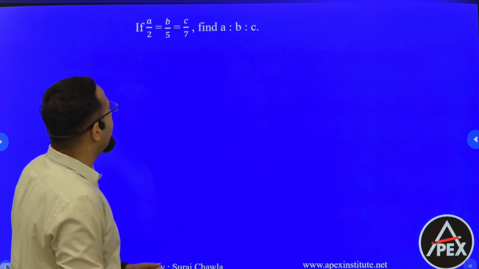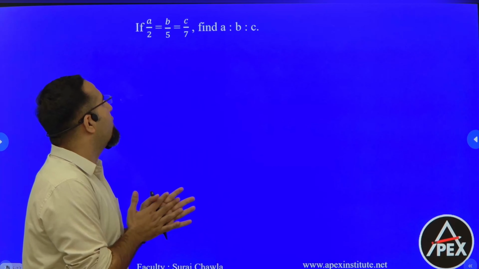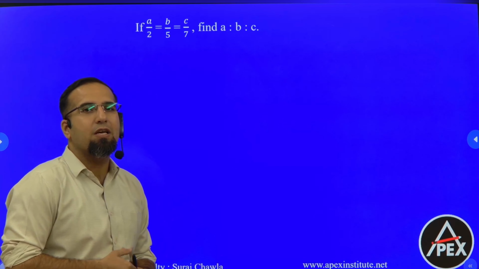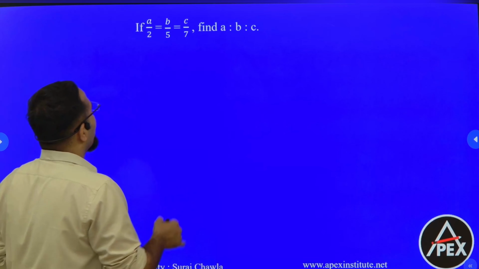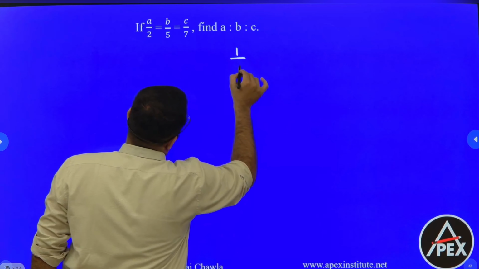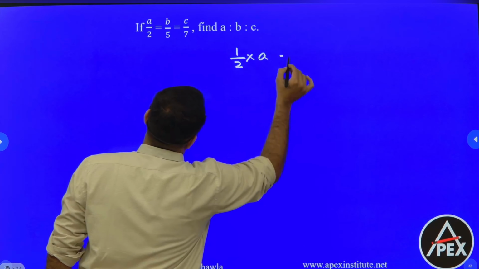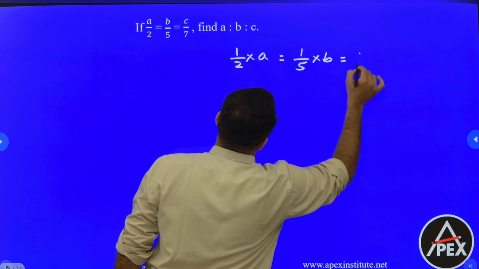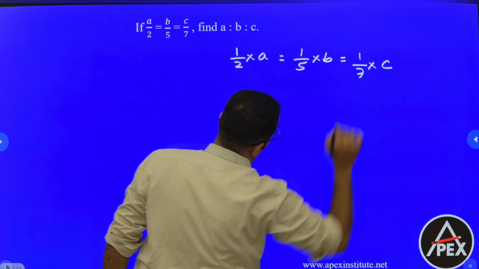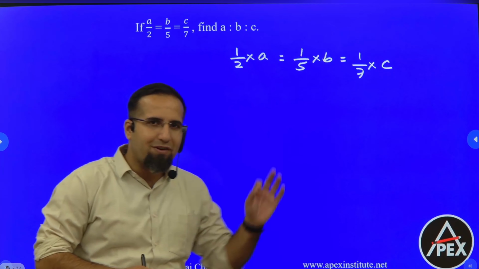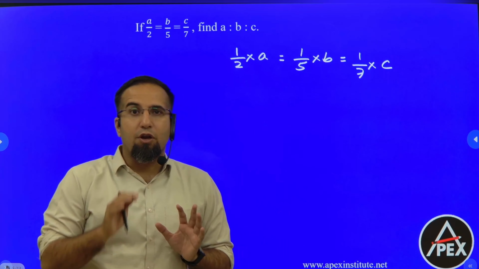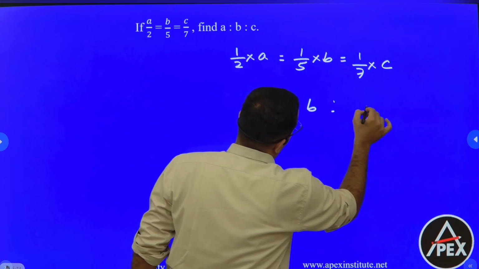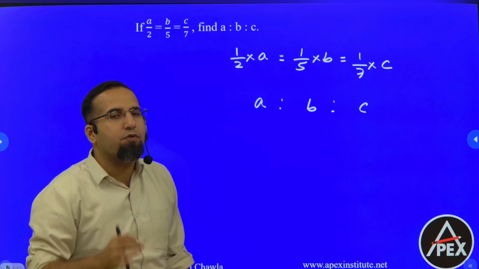Let's move forward and solve it. So I'm given a by 2 is equal to b by 5, which is equal to c by 7. Clear? So can I write this as half into a is equal to 1 by 5 into b, which is equal to 1 by 7 into c. We learned just now, whenever there's an equal to sign, the ratio of a is to b is to c will be nothing but inverse of the coefficients.